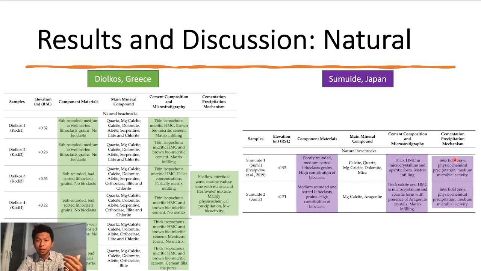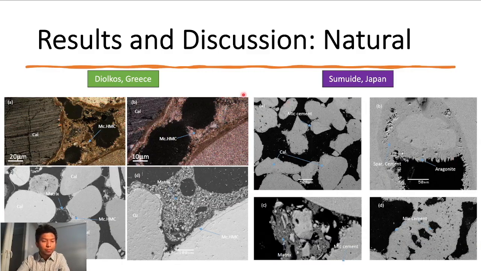So these are the images of polarized microscopy and also SEM images. As you can see here, for the case of Iolcos, Greece, we have a micritic HMC cement coating of calcite grain and also of quartz grain. And for the case of Sumuide, Japan, we have a very well crystallized calcite and aragonite needles coating these calcite grains, and even these microfossils right here.